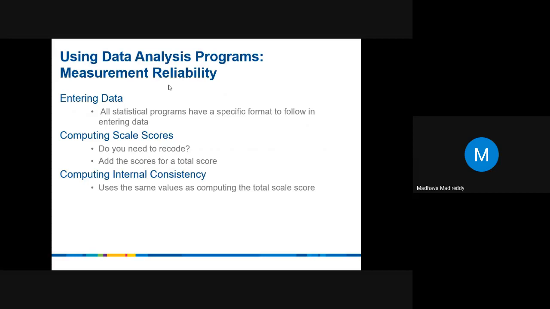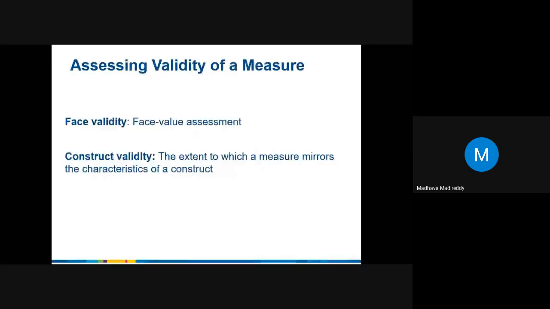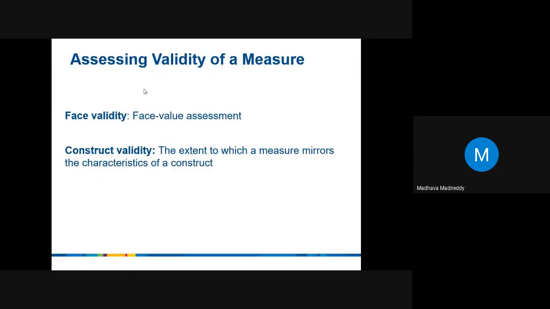Now we have data analysis programs that we will learn a little bit. SPSS is one of the things that we will learn in this course, and it basically involves entering the data. All statistical programs have a specific format to follow while we're entering the data. Then we need to have scale scores. How do you need to recode it? Do you want to add a score to the total score? And these are all computations of the final scale scores. Then we need to compute the internal consistency, which is about using the same values as the total scale score. So reliability is done.